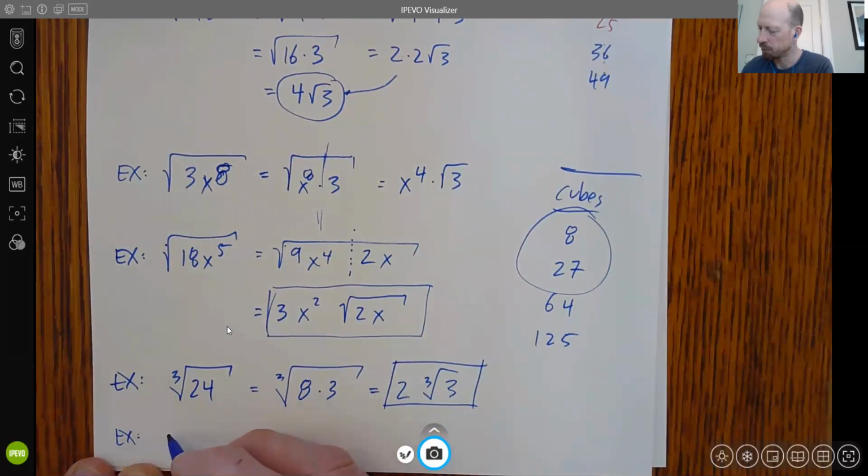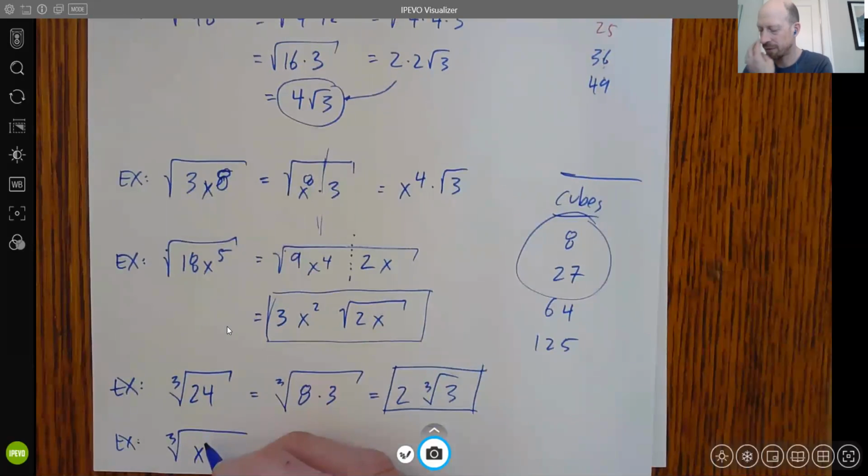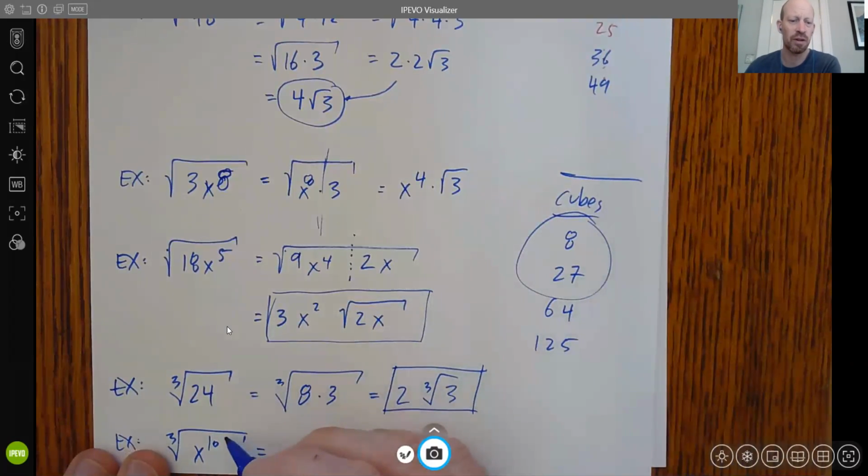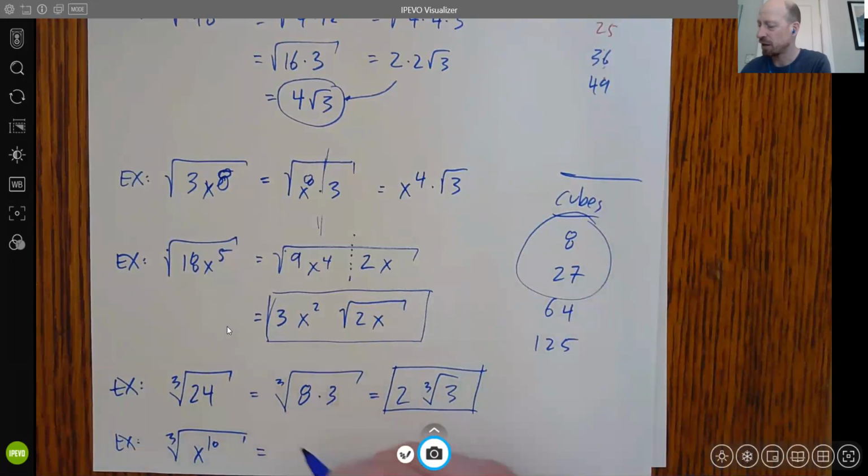Example, let's try the cube root of x to the 10th. Okay, so remember here when we have an exponent, x to the 10th, I switch gears, right? I'm not looking at these cube roots because with exponents, this is going to function as a 1/3 power. So it's going to divide this exponent by 3, and I want that to go evenly. So x to the 10th doesn't go evenly, so I have to break this up.